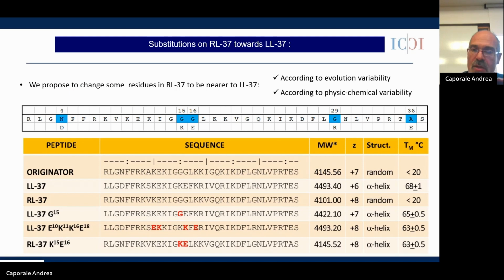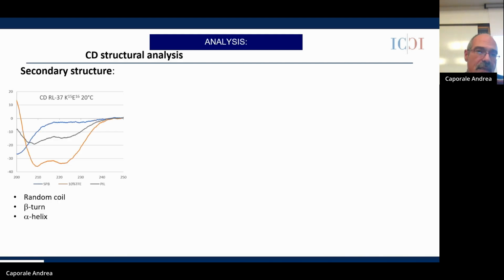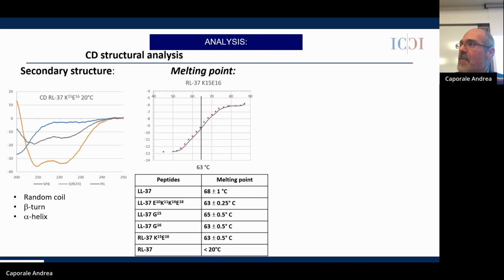So we decided to introduce these residues in RL-37, and at the beginning we concentrated on the middle residues. So we synthesized RL-37 with the substitution in position 15 and in position 16. This approach is able to preserve the charge, because the charge is not changed very much, and we observe that there is an effect on the structure. In the structure analysis, we observe that RL-37 has an intensity of alpha helix structure, though the intensity is not so big. Then we analyzed the stability of this structure using the melting point, and that is reported in the table.